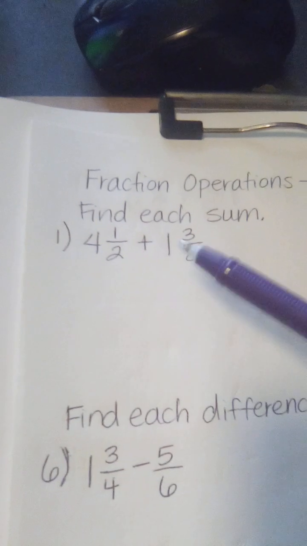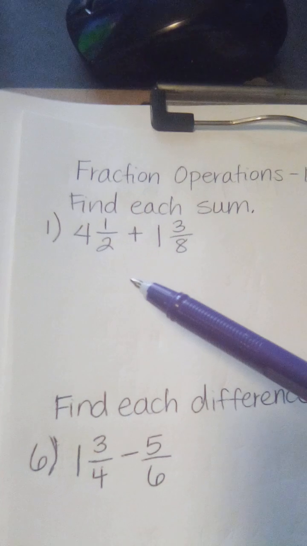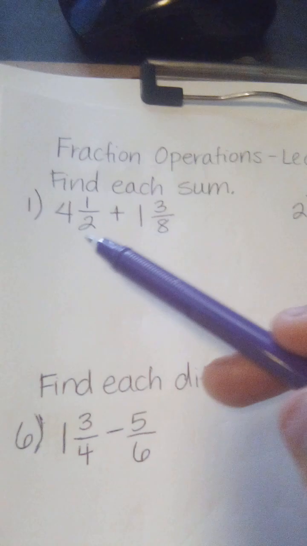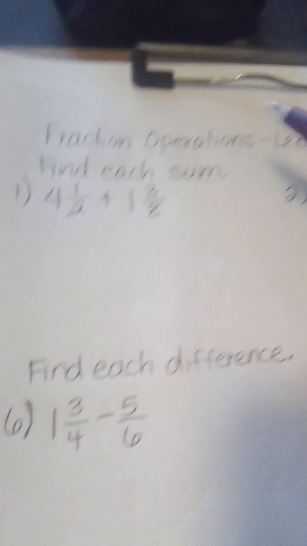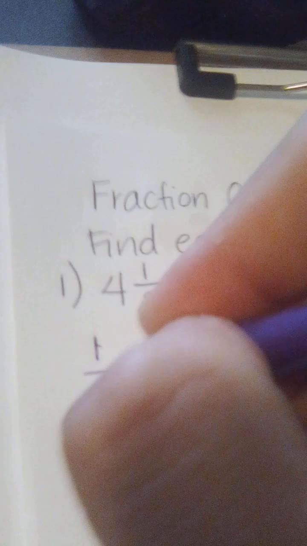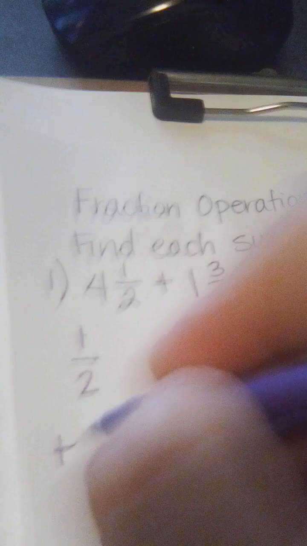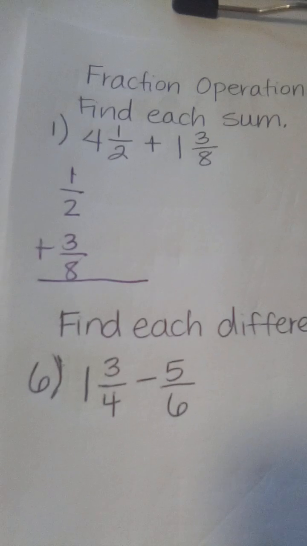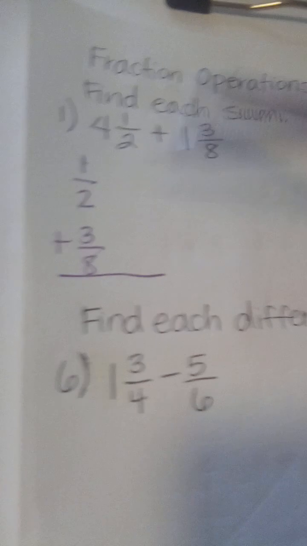Number 1 says find each sum: 4 and 1/2 plus 1 and 3/8. Whenever you see this type of problem, first things first, you see the fractions right here instead of the whole number. We're going to line them up. I'll tell you why I'm going to line them up. The reason I line them up is because we're going to do the actual work. We're going to clean it up a little bit.